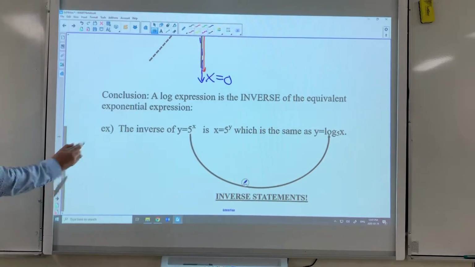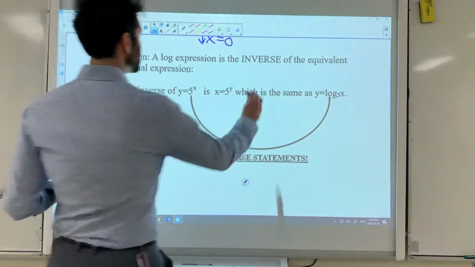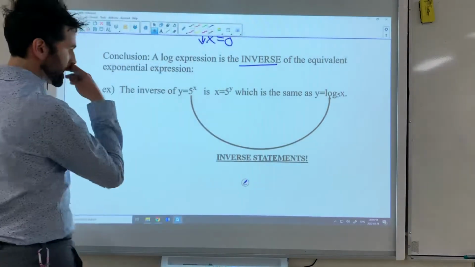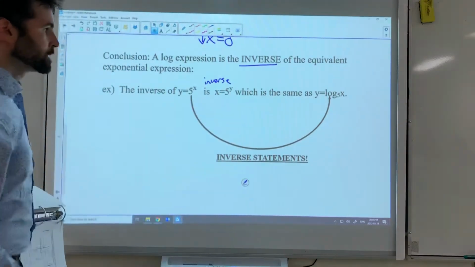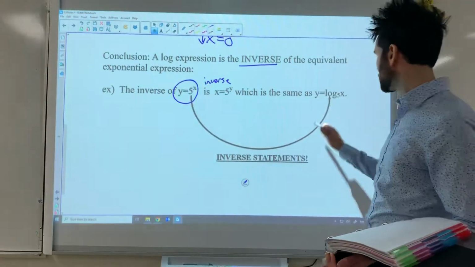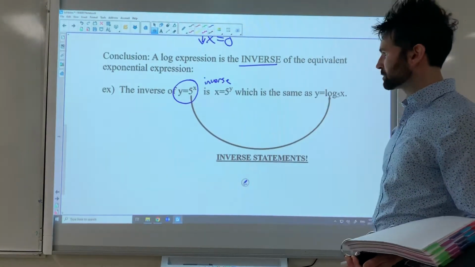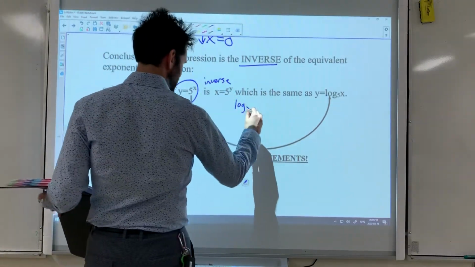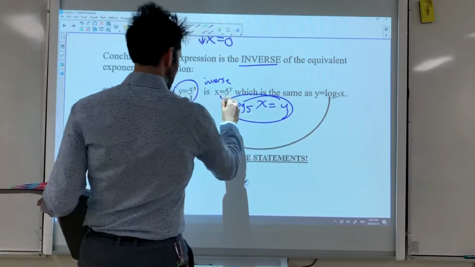That is huge. So at the bottom of the page here, I have a conclusion. A log expression is the inverse of the equivalent exponential expression. So for example, if you have y equals 5 to the power of x, if you do the inverse, you get this, which is the same thing if you turn it into logarithmic form. If you take this and turn it into log form, it's log base 5. The exponent becomes the answer, and that becomes the argument. There you go. So that is that.